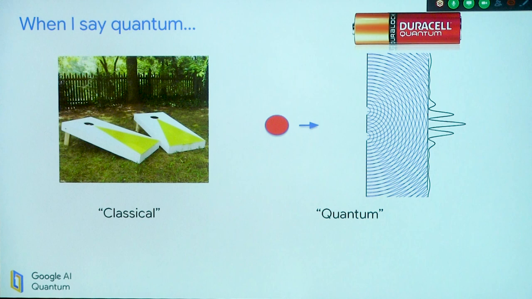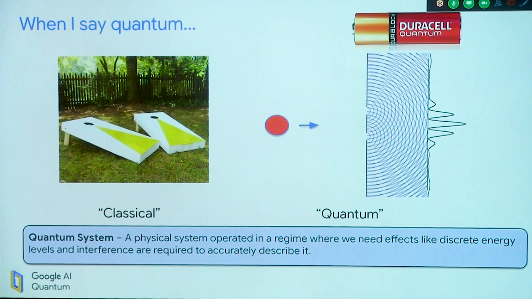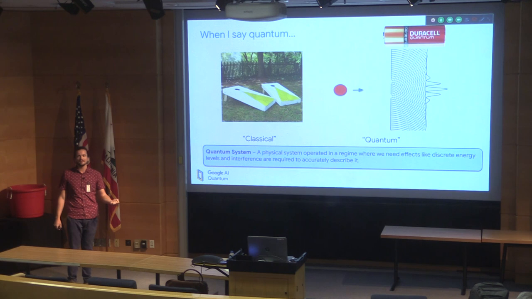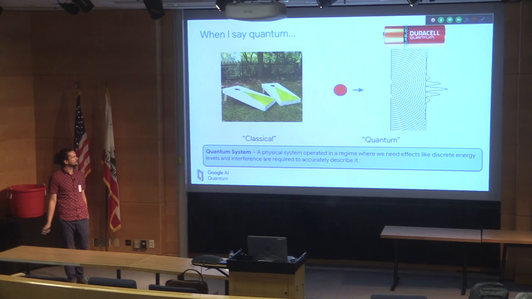And so what I mean by quantum systems, since in principle everything is governed by quantum mechanics, is something that we are controlling precisely enough that it's a physical system operated in a regime where we need effects like discrete levels or interference to accurately describe it. And we're going to leverage that physics into a computational model that, if we just count the number of operations we do with that model, they appear to be significantly fewer than in the traditional computing case for certain problems.